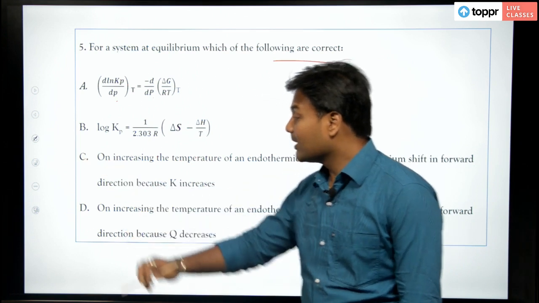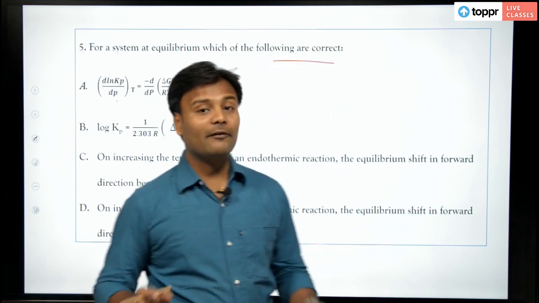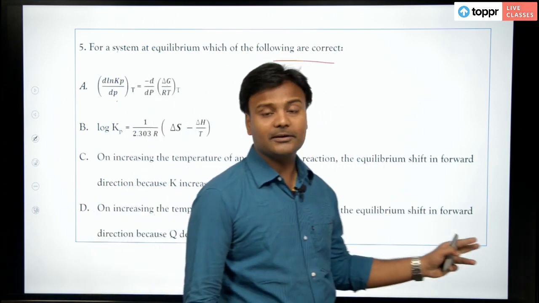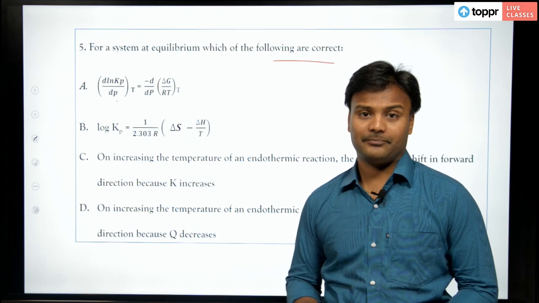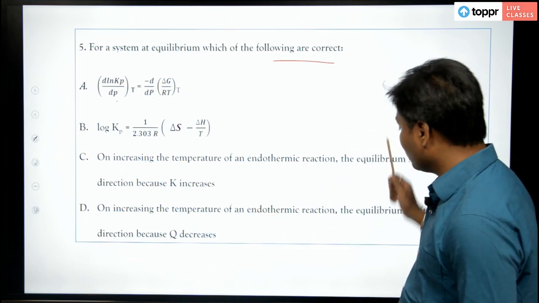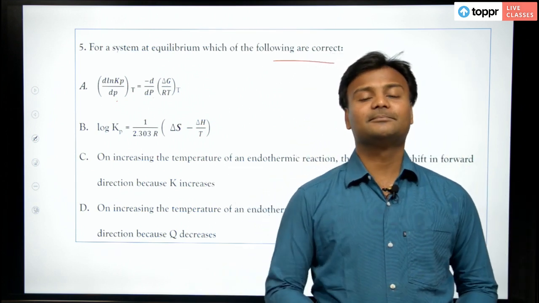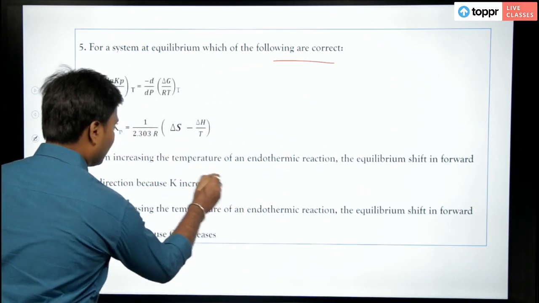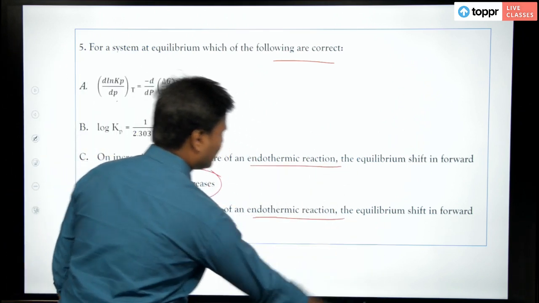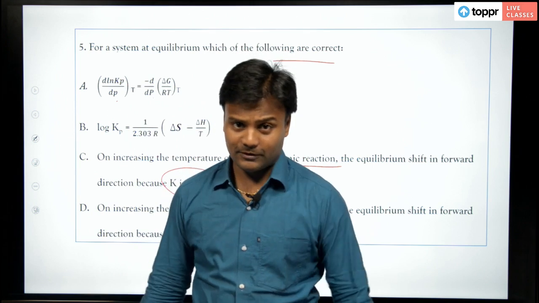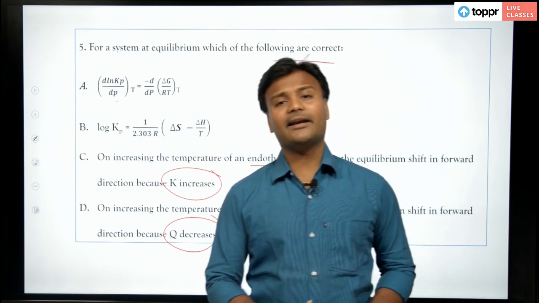Now, you see that on increasing the temperature of an endothermic reaction, the equilibrium shifts in the forward direction because K increases. On increasing the temperature of an endothermic reaction, the equilibrium shifts in the forward direction because Q decreases. Okay, let me highlight here. This is K is increasing, Q is decreasing, endothermic reaction. Both cannot be the answers, first of all, only one can be the answer, right? So, firstly, my question to you, what is the difference between K and Q?